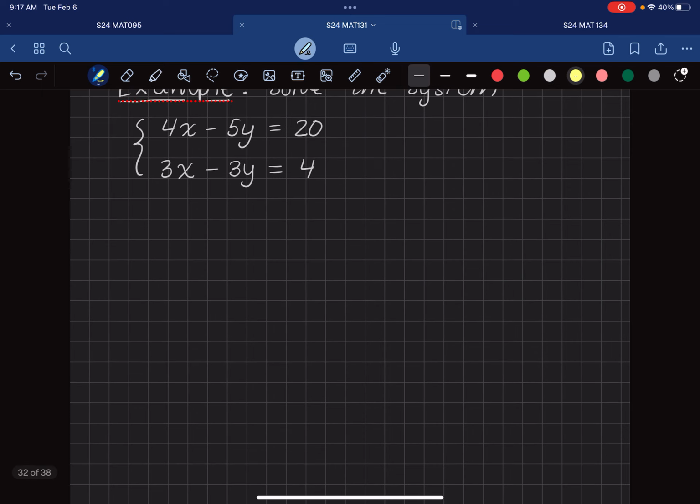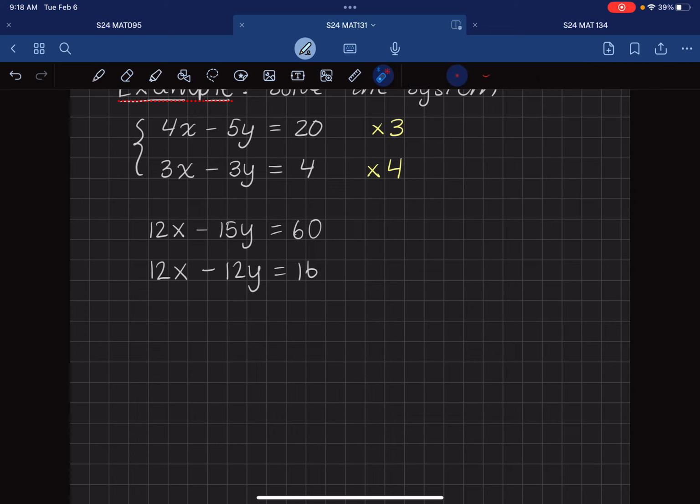So I'm going to go ahead and eliminate my x's. To do that, I'm going to multiply the first equation by 3. The second equation, I'm going to multiply by 4. Notice I'm basically just choosing the coefficients of each x. And I'm going to rewrite the new system. When I multiply the first equation by 3, I end up getting 12x minus 15y is equal to 60. And for the second equation, I end up getting 12x minus 12y is equal to 16.